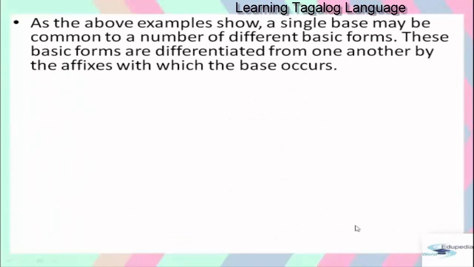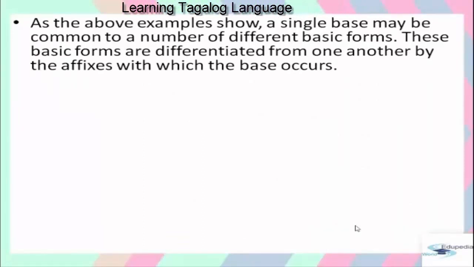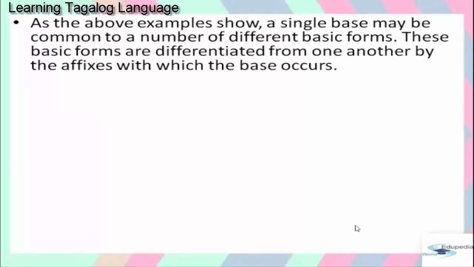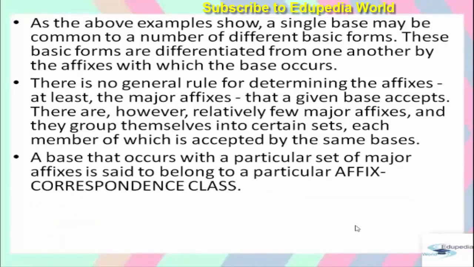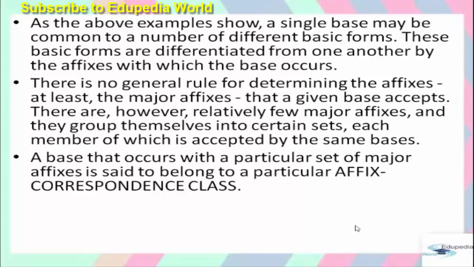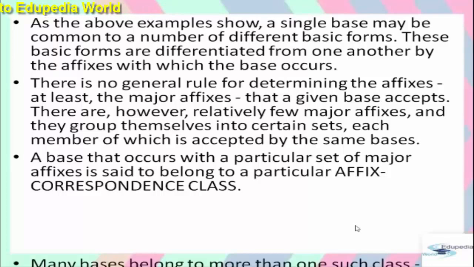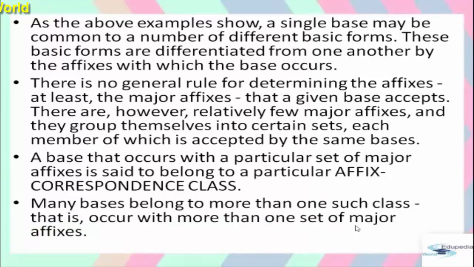As the above examples show, a single base may be common to a number of different basic forms. These basic forms are differentiated from one another by the affixes with which the base occurs. There is no general rule for determining the affixes, at least the major affixes, that a given base accepts. There are, however, relatively few major affixes, and they group themselves into certain sets, each member of which is accepted by the same bases. A base that occurs with a particular set of major affixes is said to belong to a particular affix correspondence class, and many bases belong to more than one such class, that is, occur with more than one set of major affixes.